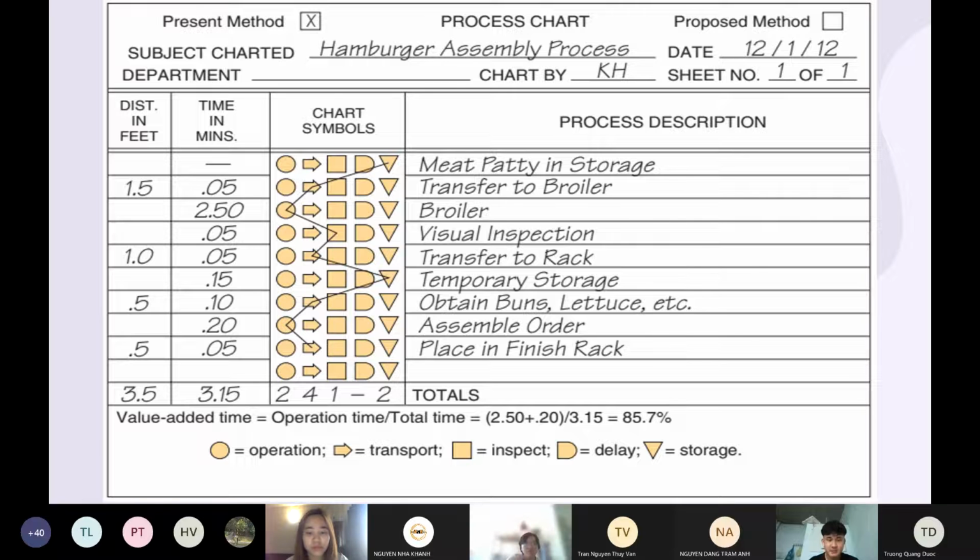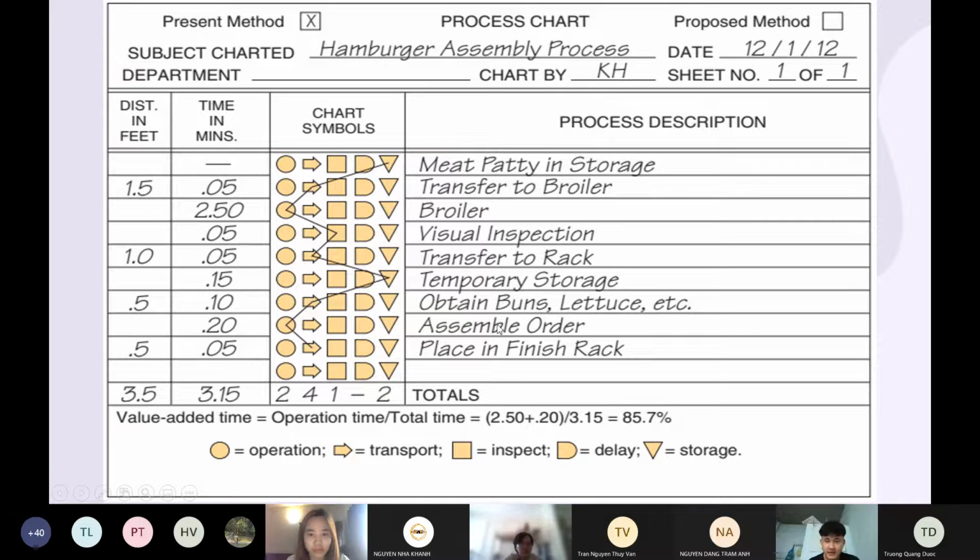Next slide, please. Which includes the present methods of hamburger supply at a fast food restaurant, and includes a value added line to help us distinguish between the value added activities and waste, identifying all the value added operations as opposed to inspection, storage, delay, and transportation, which are of no value.